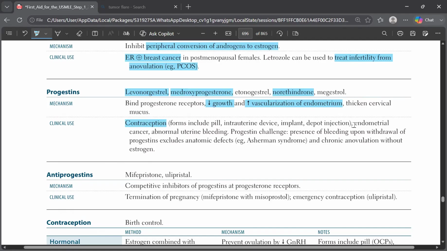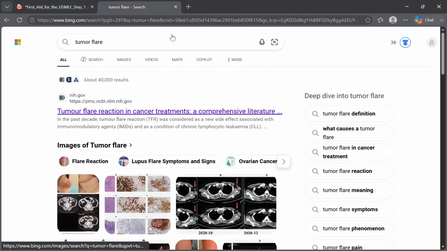Endometrial cancer can be treated with them. Abnormal uterine bleeding can be treated with them. Progesterone challenge is the presence of bleeding upon withdrawal of progestins. It excludes anatomic defects, example Asherman syndrome, and chronic anovulation without estrogen. Okay, I'll have to search what the progestin challenge is.